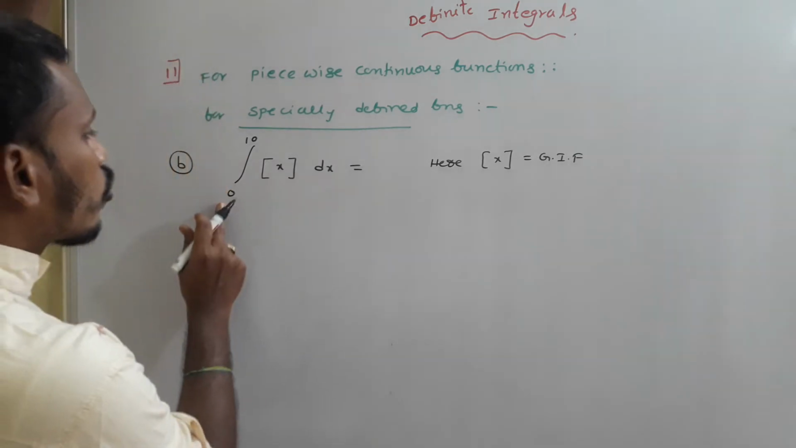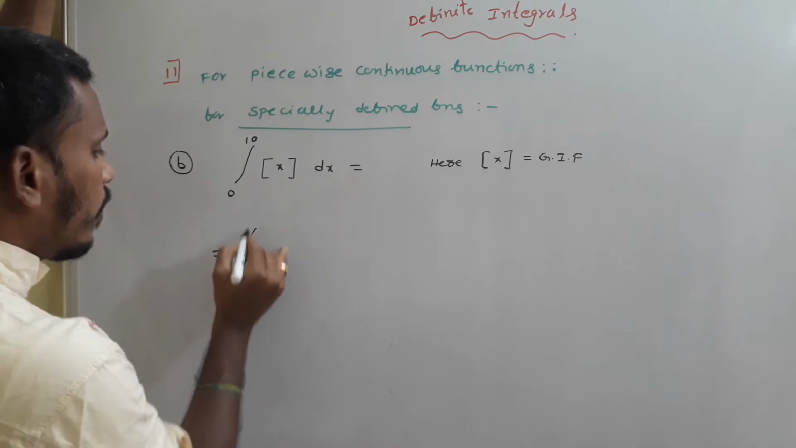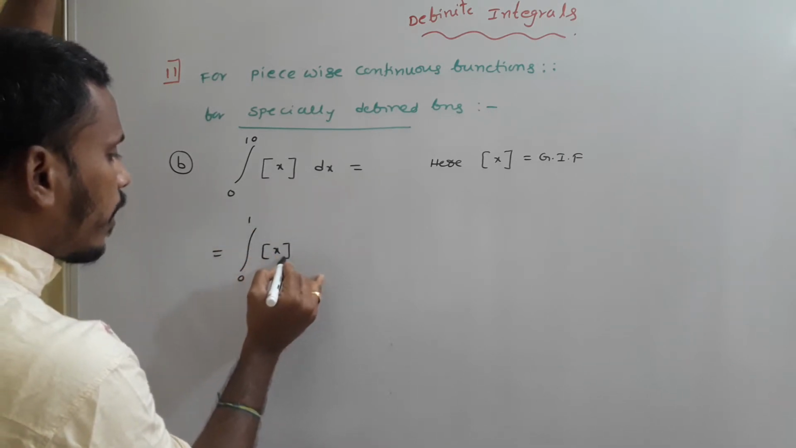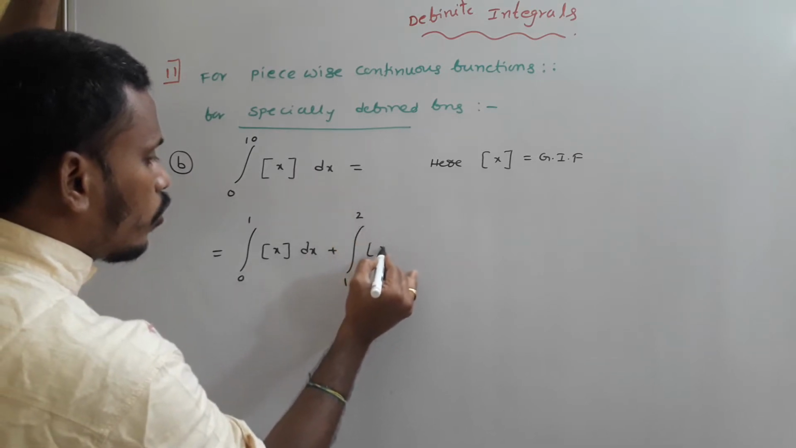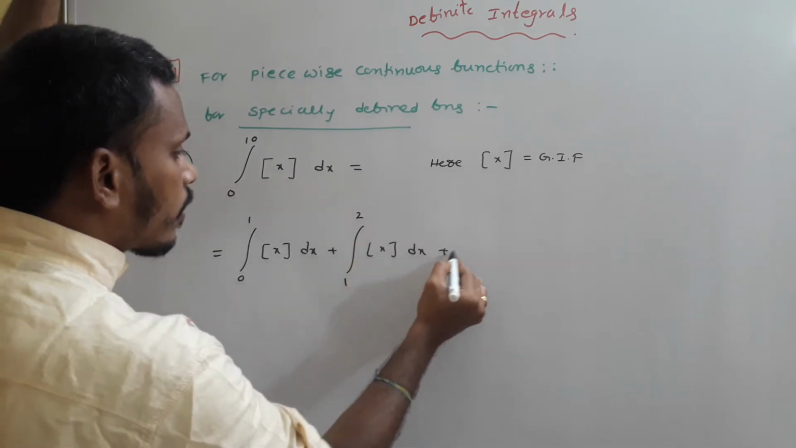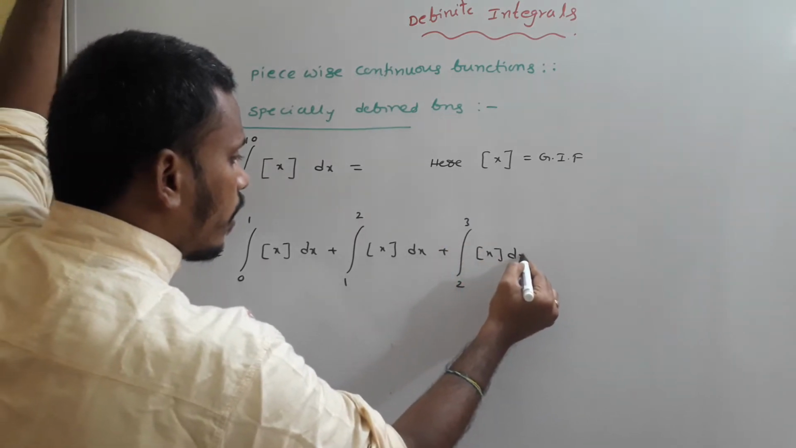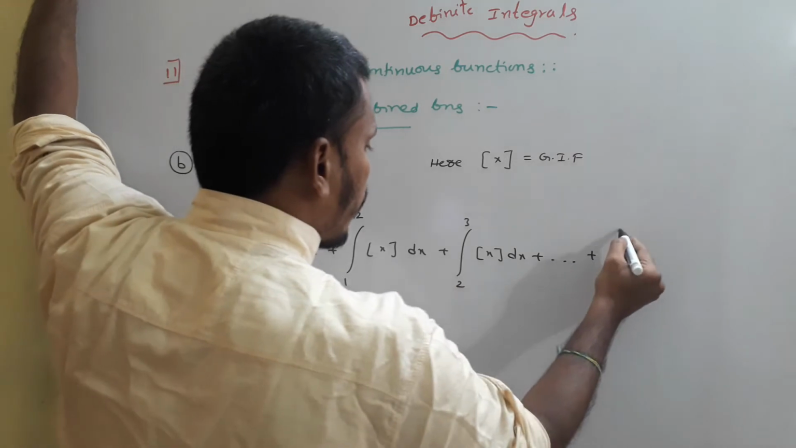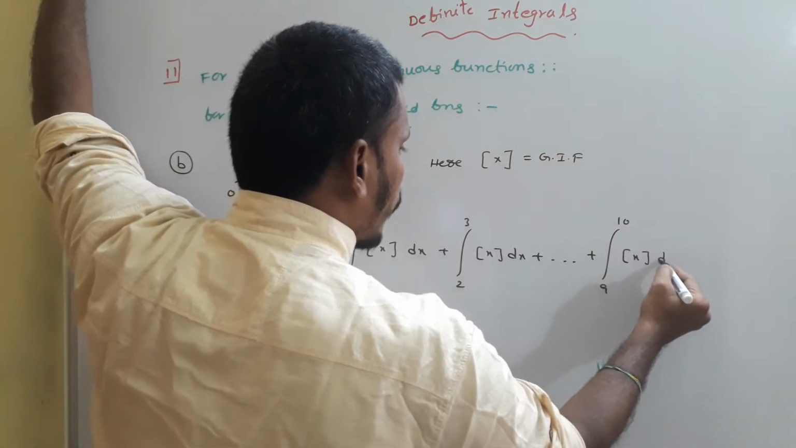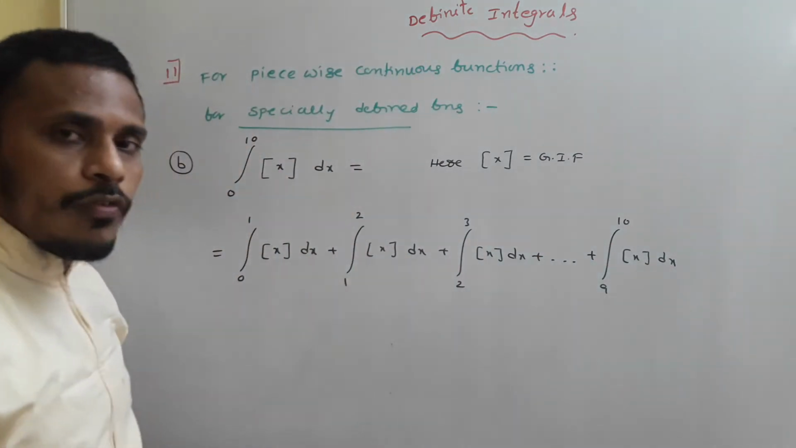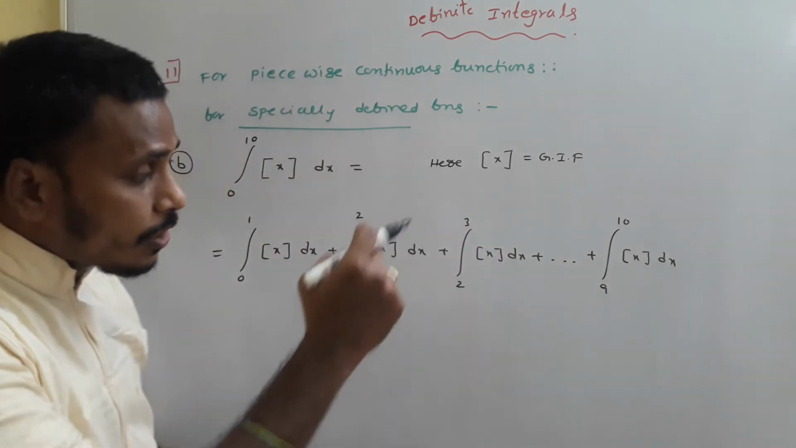And that's why we need to split these limits 0 to 10 as integral 0 to 1 step x dx plus integral 1 to 2 step x dx plus integral 2 to 3 step x dx plus and so on, up to integral 9 to 10 step x dx. Observe the procedure: we are splitting like 0 to 1, 1 to 2, 2 to 3, 3 to 4, up to 9 to 10.